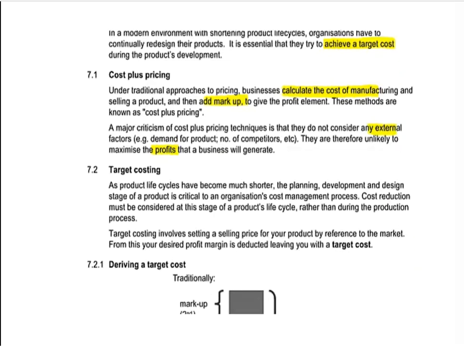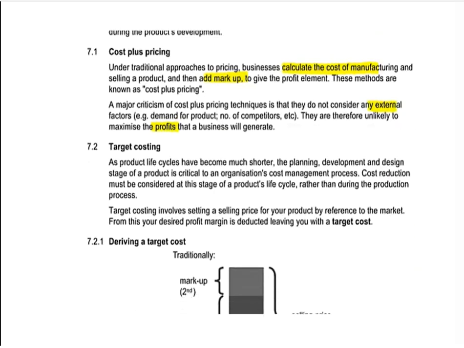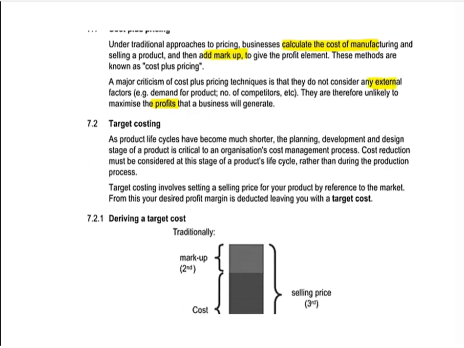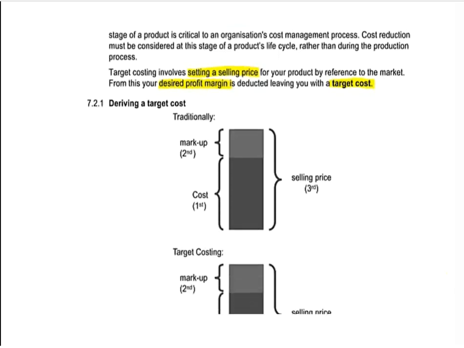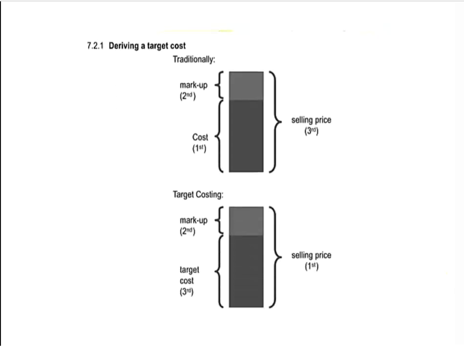Target costing though looks at it from a different viewpoint. So we're starting with a selling price. With target costing, we're setting the selling price, then taking off the profit margin, and the difference will leave you with a target cost. And the company has to ensure that it can manufacture the product at that target cost in order for the product to be viable.